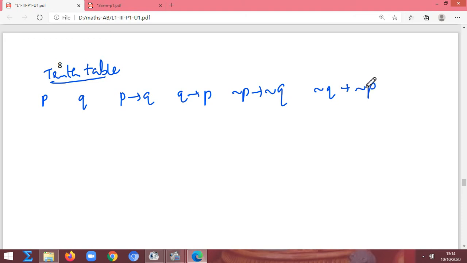Yeah. So, now if P is true, so we already know this P implies Q table. So, this is true and this is true and this is also true. So, P implies Q is false only when P is true and Q is false. In rest of all conditions, the P implies Q is true. Okay.